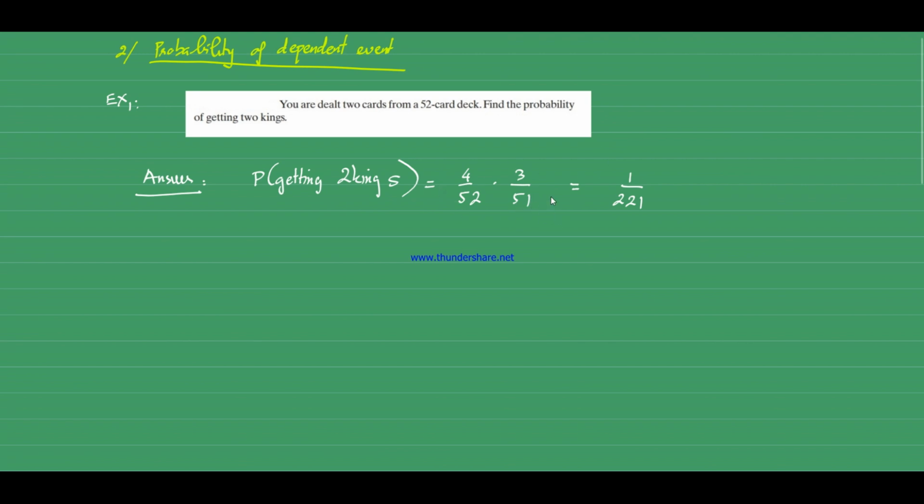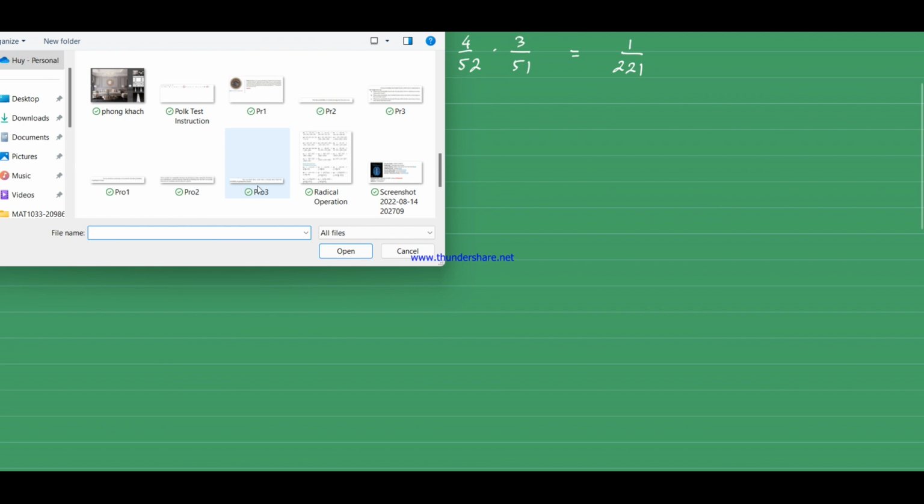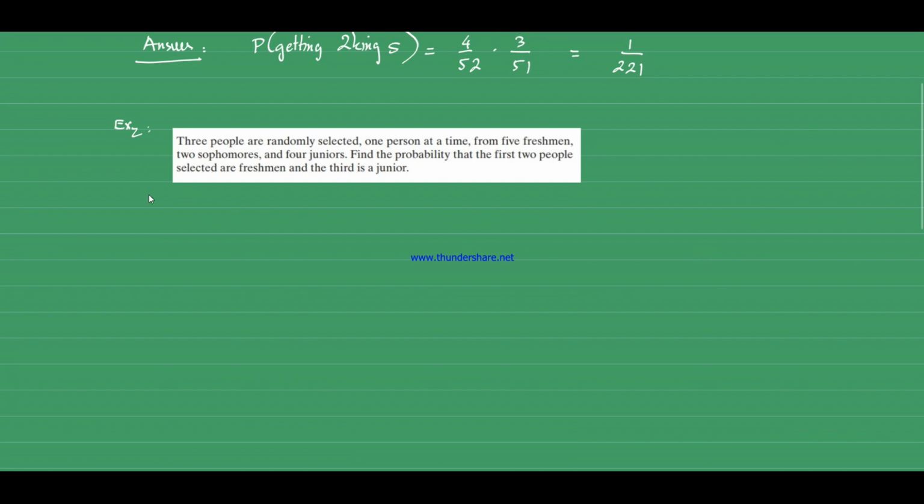Okay, so it depends. You see that the second event is affected by the first event, because you already got the first king, and for the second king there are only 3 kings left, right? So they depend on each other, and you see the first king is gone, so that's why we have only 51 cards left. Okay, so number 2. How about this one?